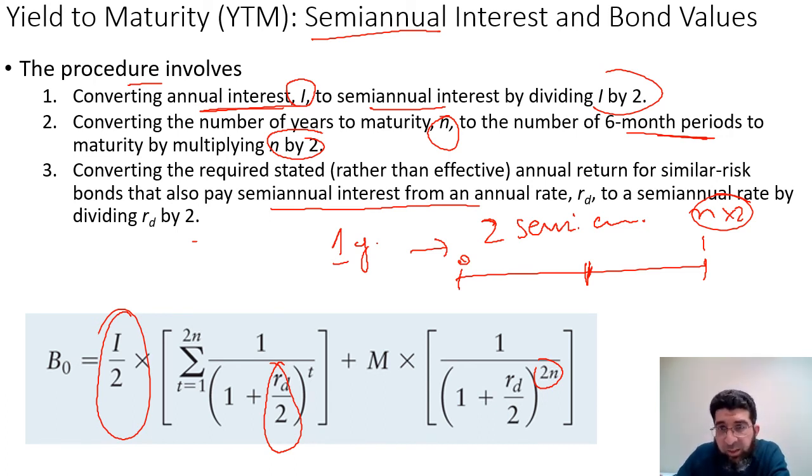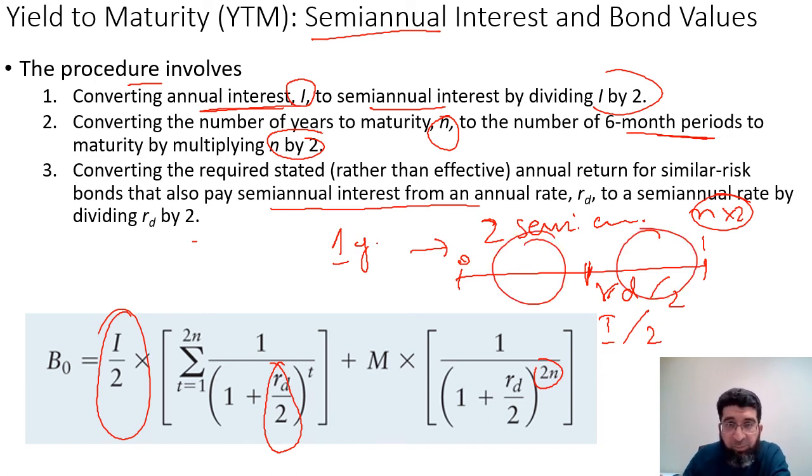Similarly, the interest rate, which was annual, RD, or the cost of interest rate, as well as the interest payment I, they are for the annual period. Now we have to divide them by 2 to make them semi-annual. So we calculate for each time period independently.